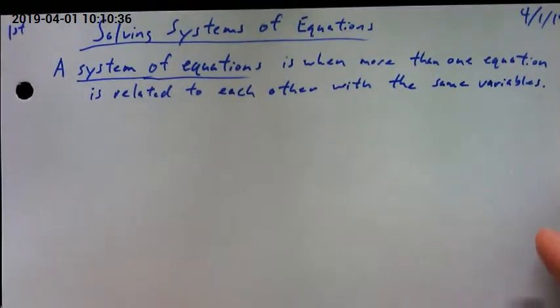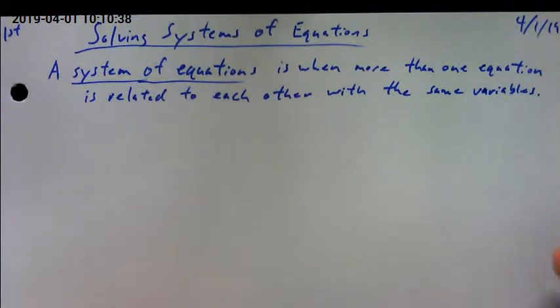Now, most of the time, if we're talking about a system of equations, we're going to be talking about the solution being wherever they would intersect on a graph. So we're going to talk about three different types of ways to solve. One is solving a system by graphing. Then we also have solving by substitution. And finally, solving by elimination or combination method.